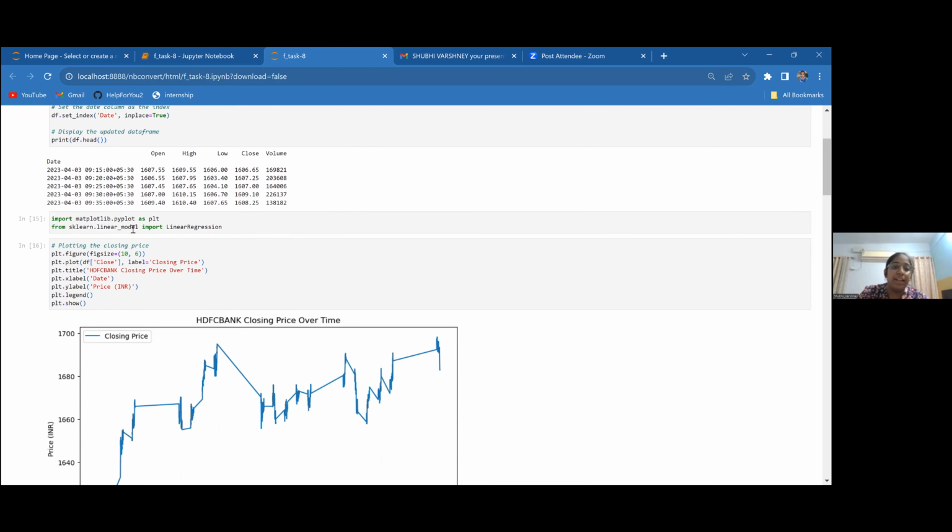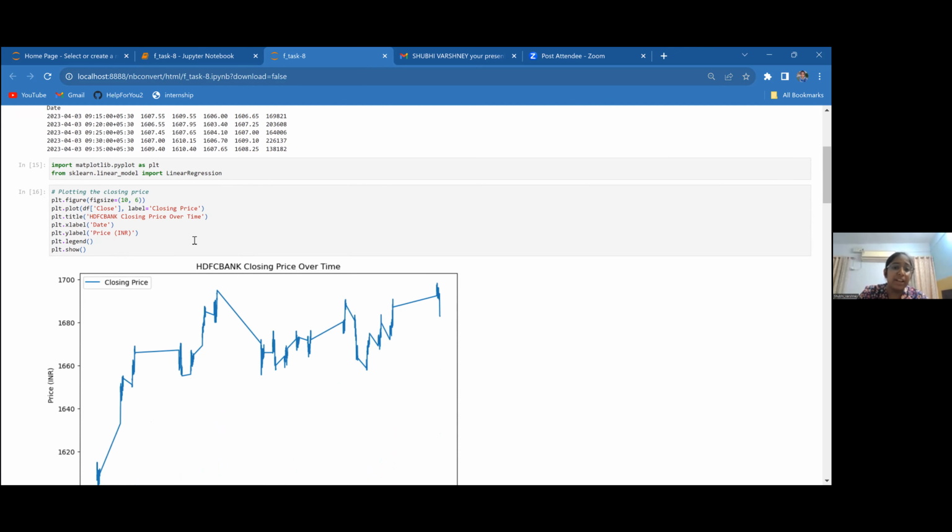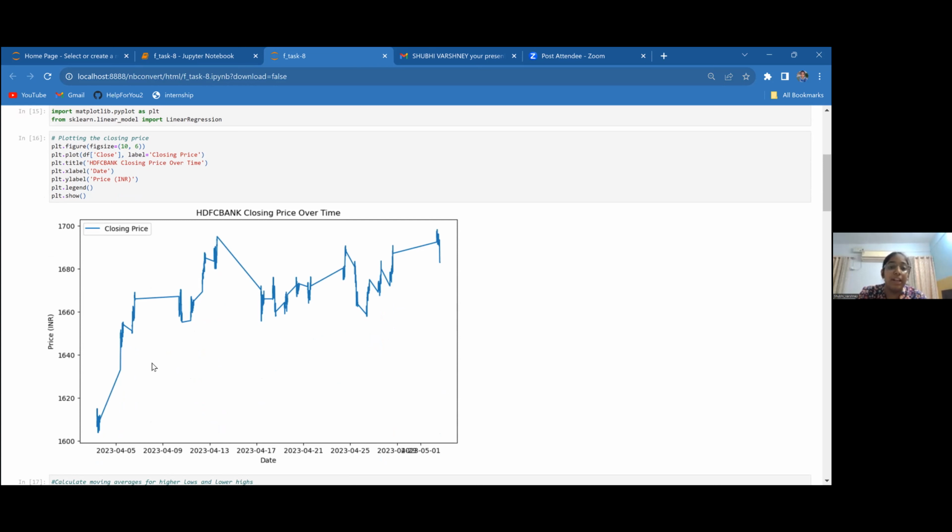Here the index is changed to date. Now I have imported the necessary libraries for plotting the trend. And the first step was to plot the closing price over time. And here I have the HDFC Bank stock closing price over the time. The time is shown here in date, followed by the closing price in rupees on this side.